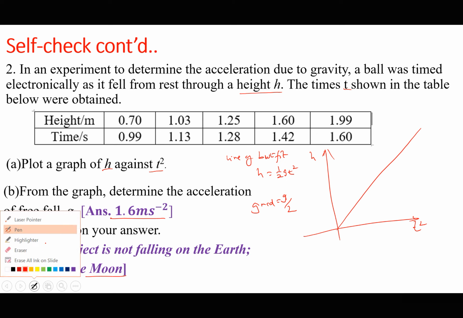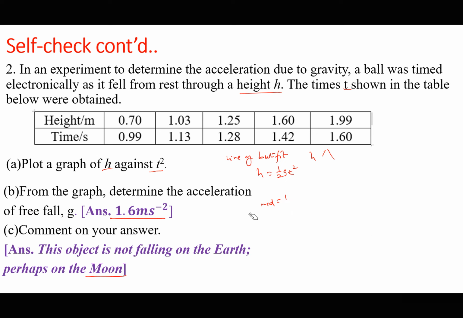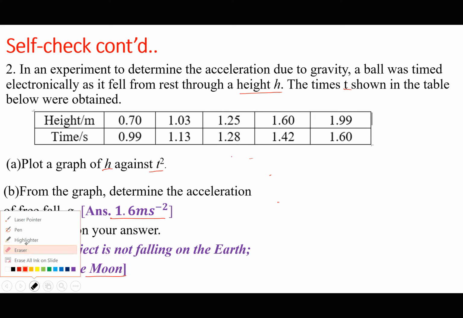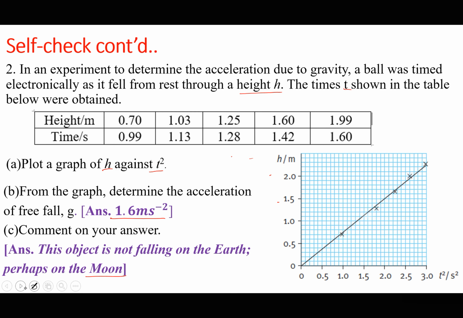I plotted the graph, or I have the graph here. You can check the graph, or you can plot your own graph on graph paper and verify. You plot the graph and draw the line of best fit, which should go through the origin. Then you find the gradient. You just choose two good points and use them to find the gradient. You draw a right angle triangle, remember. Remember the gradient is equal to g divided by 2. I tried that and I got 1.6.